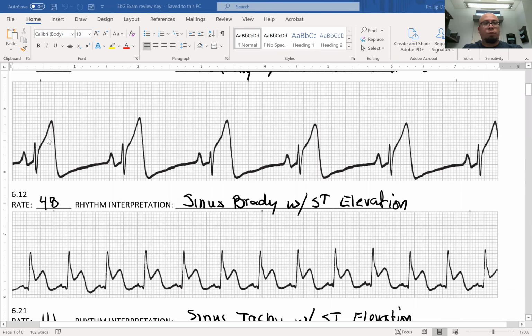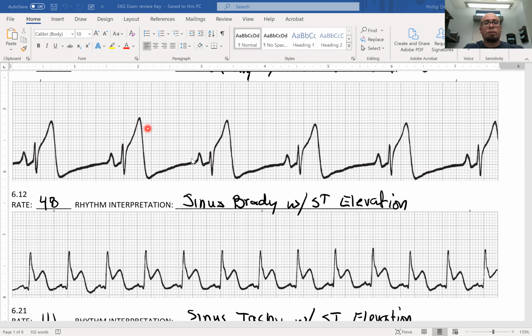Next one here, we have a regular rhythm. Okay, we have all of our waves. There are no premature beats or anything. We're pretty slow here at 48 beats per minute. So we have sinus brady, and then we also have ST segment elevation. So if you look here at your ST segment behind your QRSs, we're all the way up here. Here's your really tall T wave here.